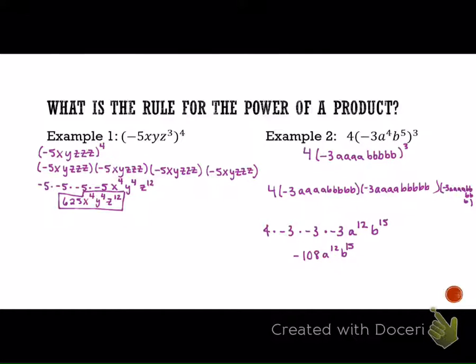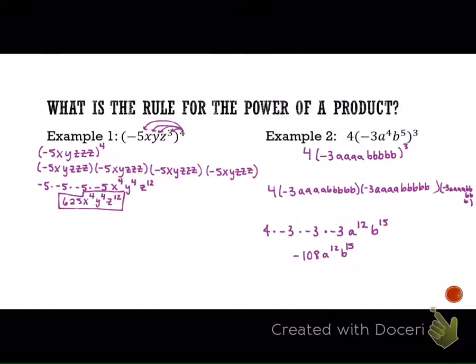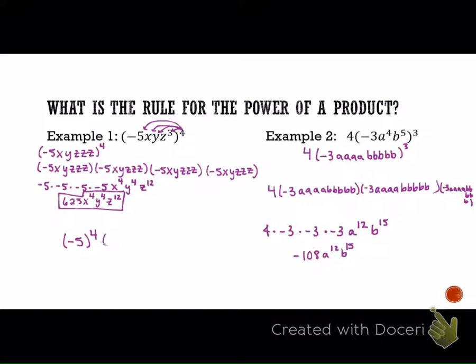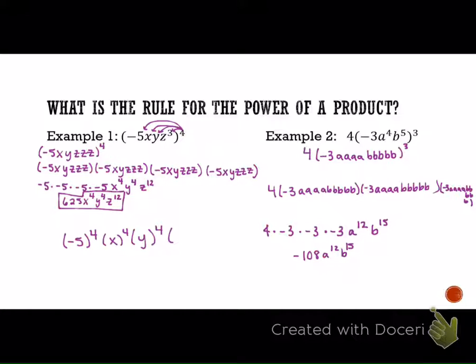Yeah, so all you're doing is giving the exponent to everything in here, and when it's an exponent to an exponent, we know that we multiply. So really what we did here is we did negative 5 to the 4th power, x to the 4th power, y to the 4th power, and then z to the 3rd to the 4th power. So we gave that 4 to everything.